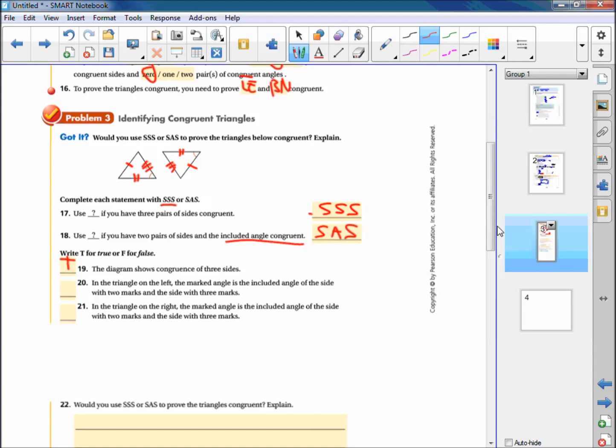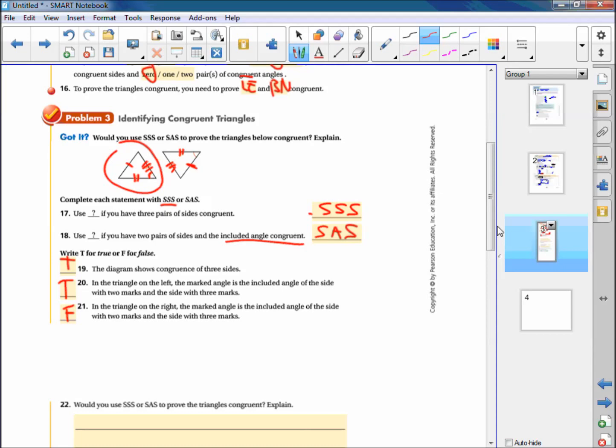Okay. In the triangle on the left, the marked angle is the included angle of the sides with 2 marks and the side with 3 marks. So the left triangle is this one. The included angle is between the side with 2 marks and 3 marks. Well, that's true. And in the triangle on the right, the marked angle is the included angle of the side with 2 marks and 3 marks. That's not true. It's 2 marks and 1 mark. That's why we can't use SAS. We do not have the right included angle.